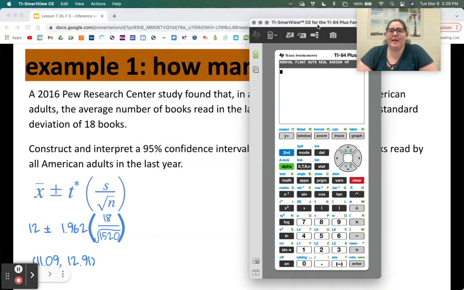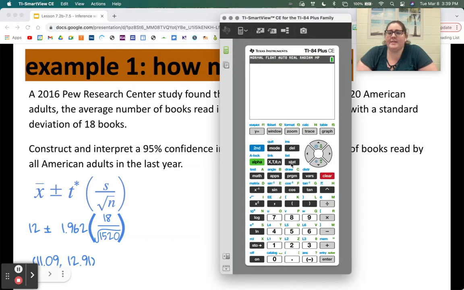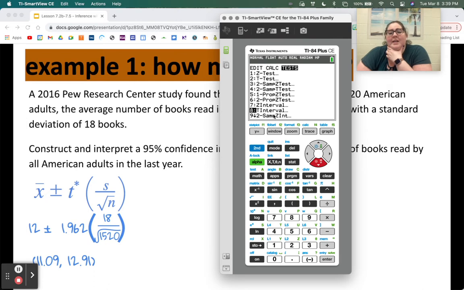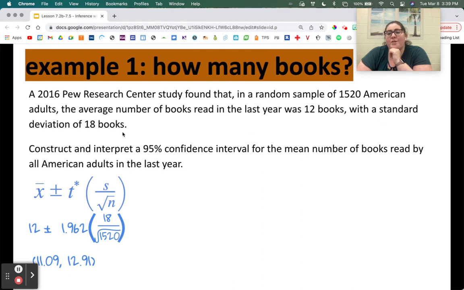Again, if I put this in my calculator, I could go to stat tests and then I would choose T interval. So it does not call it a 1 samp T interval, but that is what it is. It just calls it regular T interval. We're using that one and not 2 samp T interval. We're also not using Z interval. We're always going to use t for means because we are pretty much always going to only know the sample standard deviation.